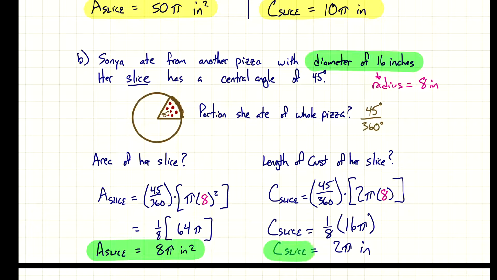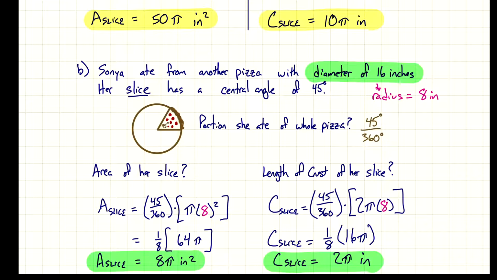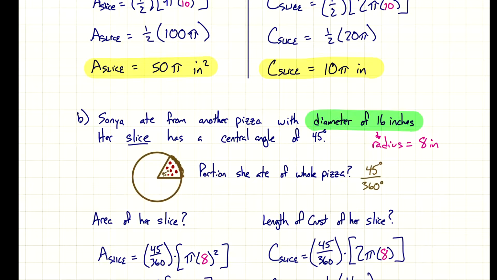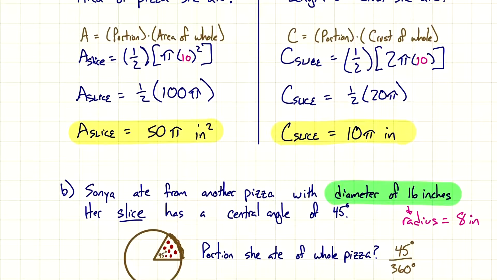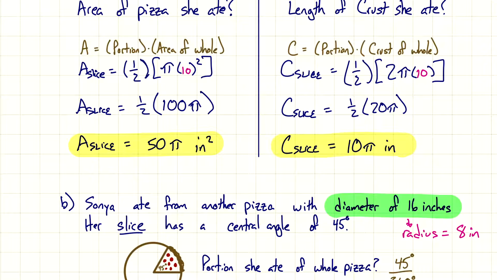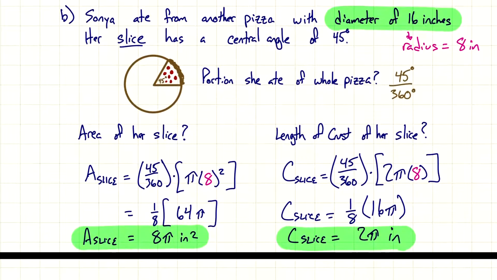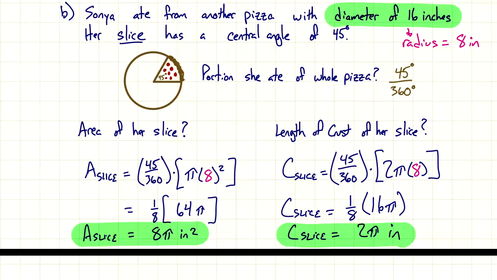All right. So hopefully you get the idea. The work is very similar to what I did on the previous part. I'll go up real quick just to remind you. We're looking at taking the portion of the pizza times the whole pizza. All right, portion times the whole. And once you figure out what that fraction is going to be, then it makes it a lot easier.